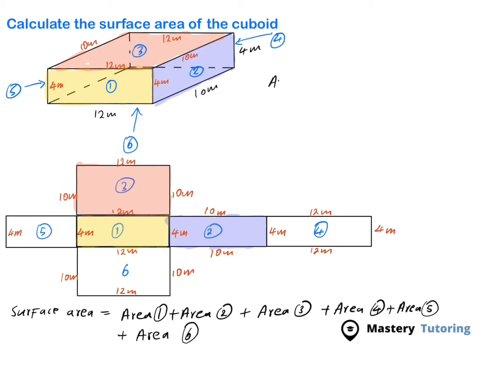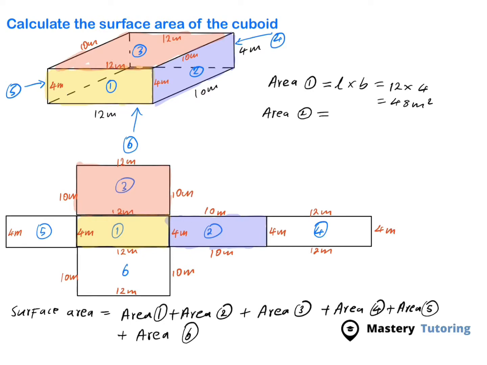So starting here, area of 1. Area of shape number 1 is going to be, you know, this is shape number 1, it's a rectangle, and the area of a rectangle is length times breadth. So the length 12 times breadth is going to be 4. So 12 times 4, and this gives us 48 meters squared. That is area 1. Calculating area 2.